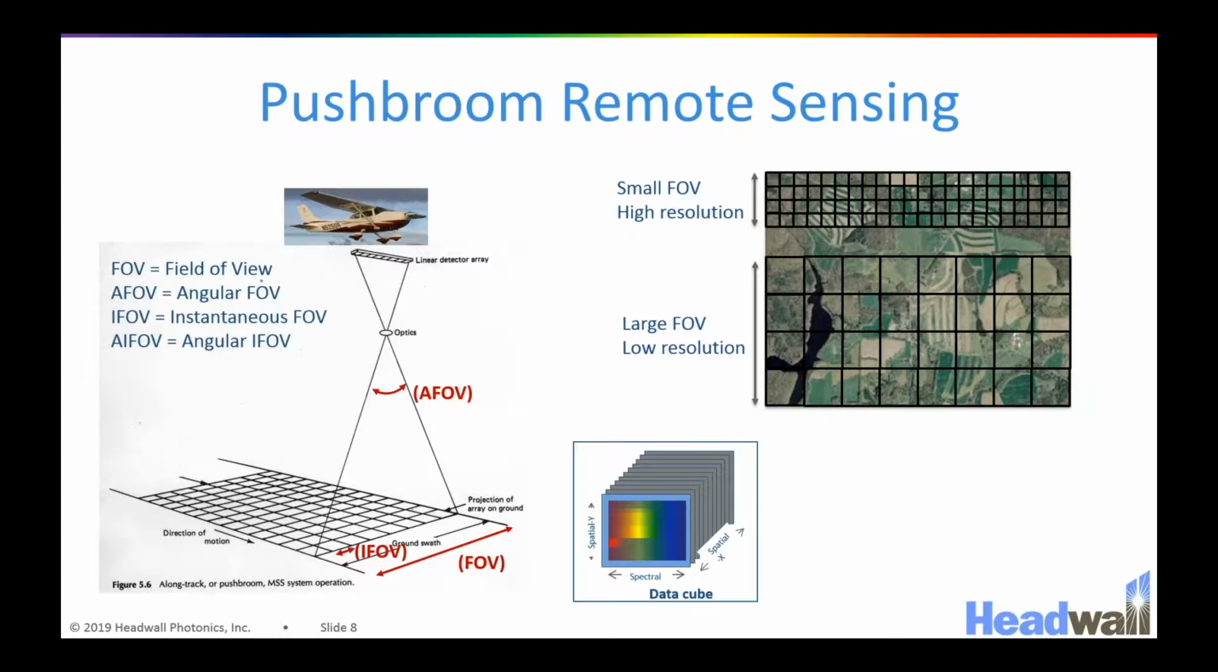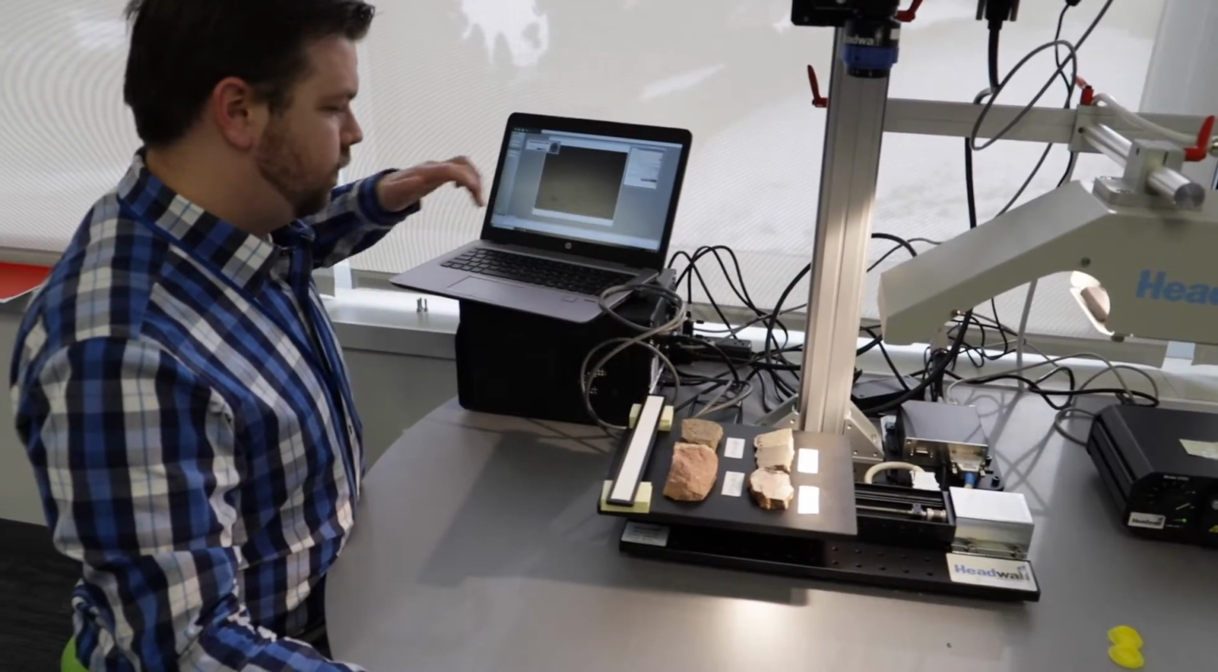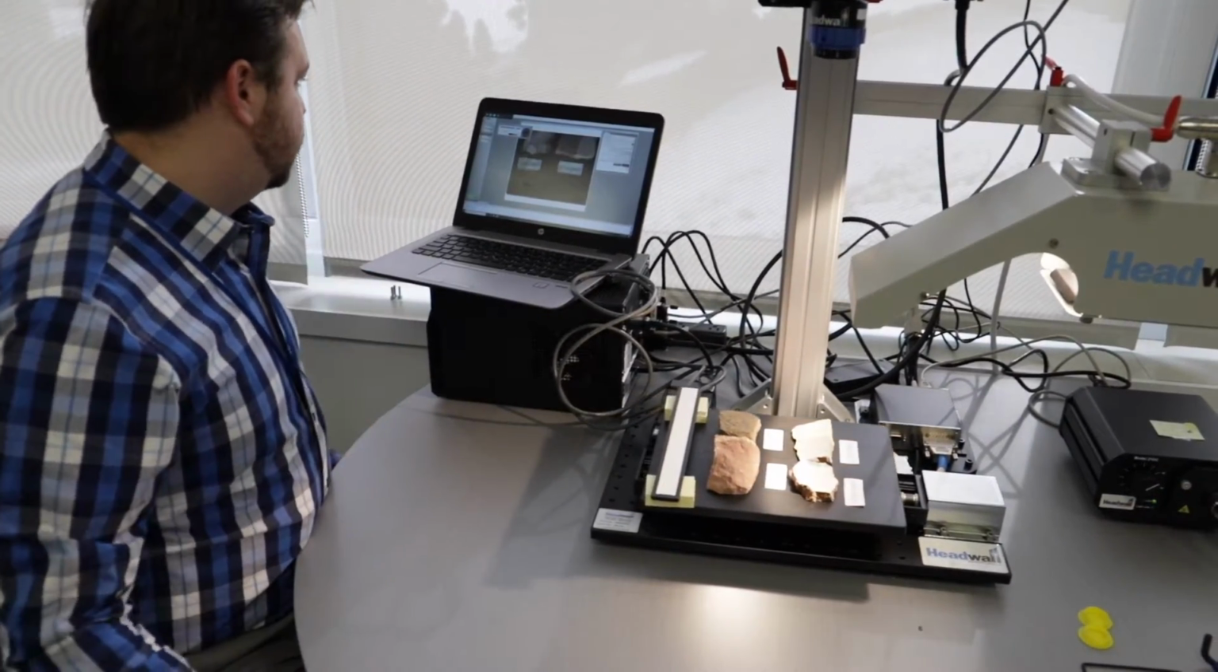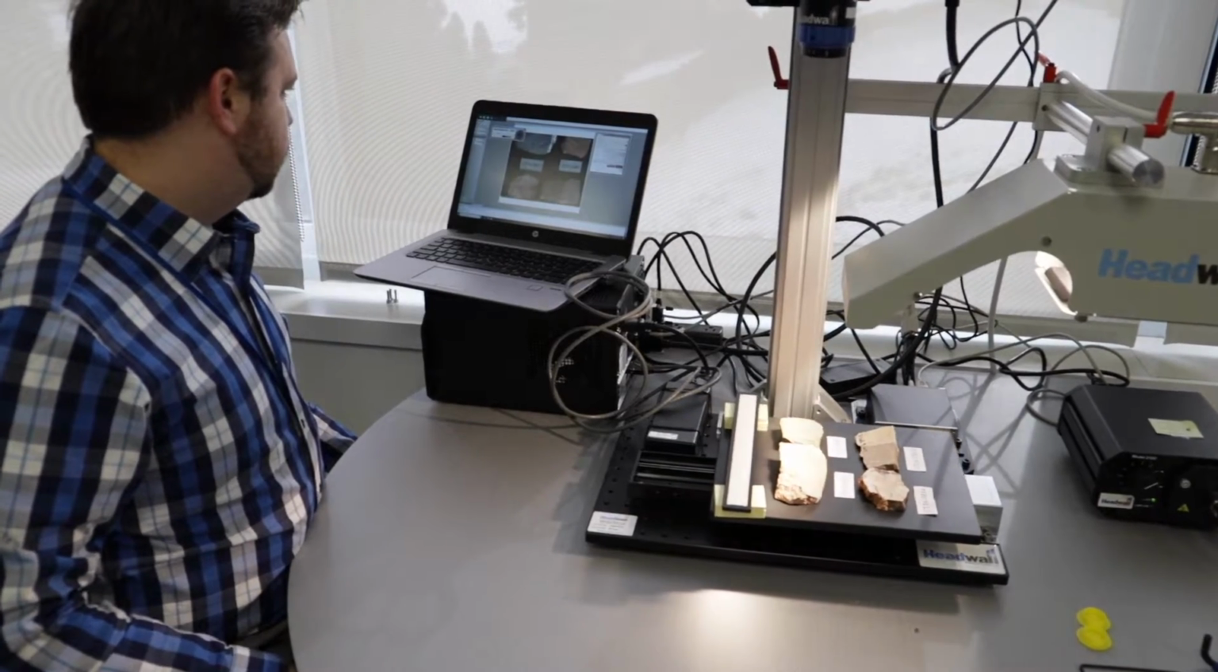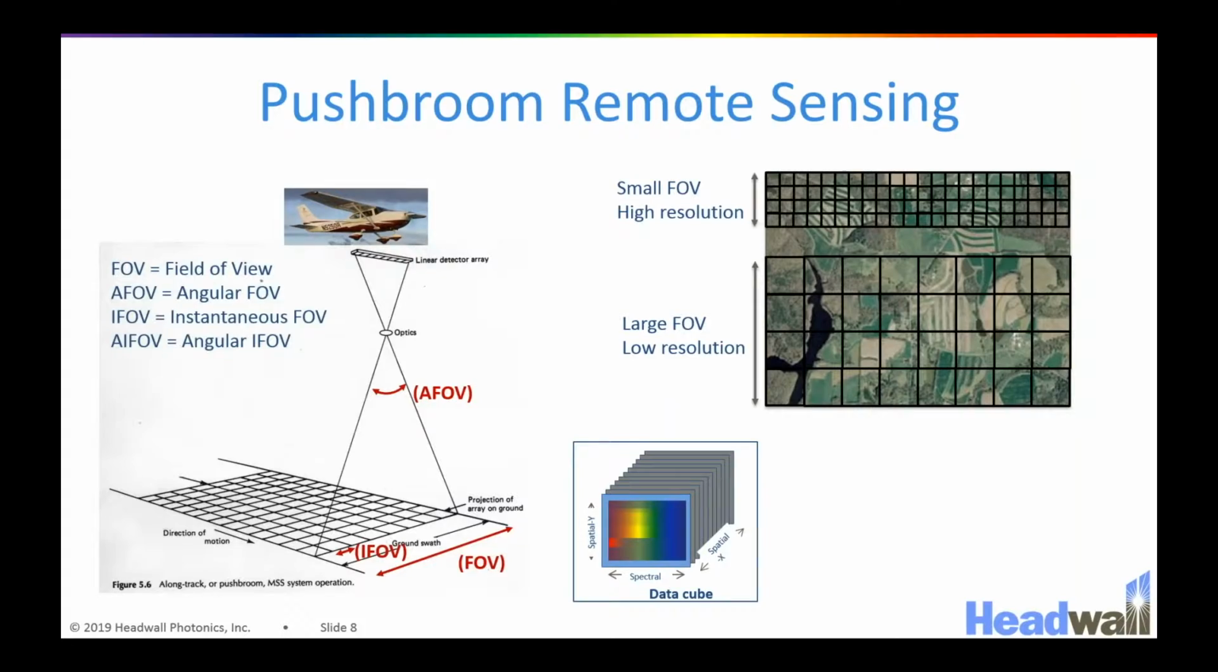But for, say, a lab system, it's actually easier to sweep the sample past the camera than it is to move the camera. So like you can see here, my camera is mounted in a stationary position, and I will move the sample across the camera. And again, every time the sample moves one spatial pixel, I will collect a new frame, collect a new frame, collect a new frame. And building up all of those frames, I will get my data cube.